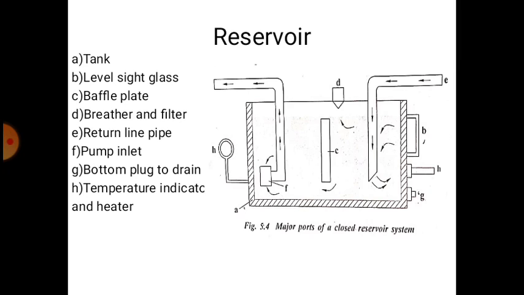Bottom plug to drain oil. This is the lowermost element of the reservoir. The plug is opened when the reservoir is to be thoroughly cleaned, especially to remove solid contaminants settled at the bottom of the reservoir.